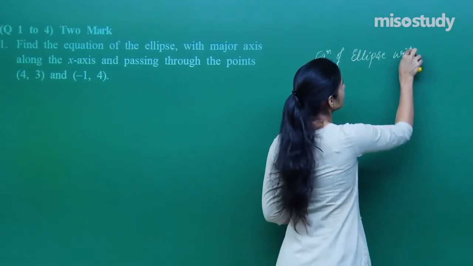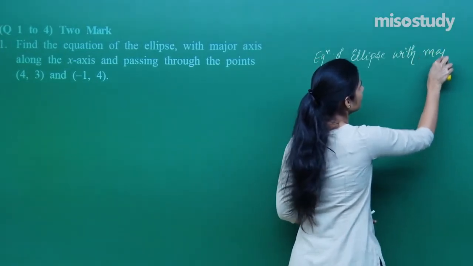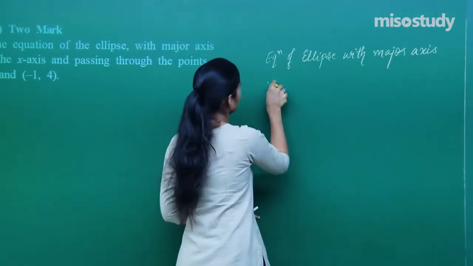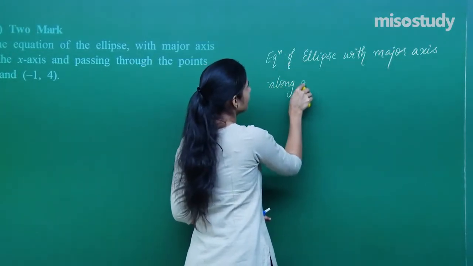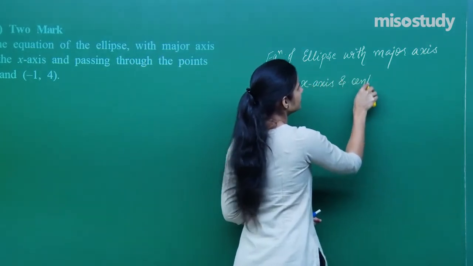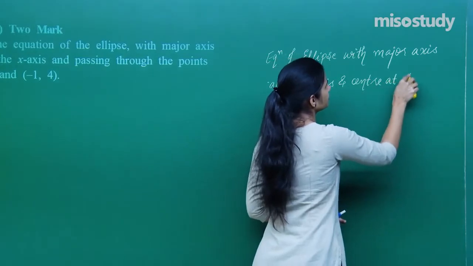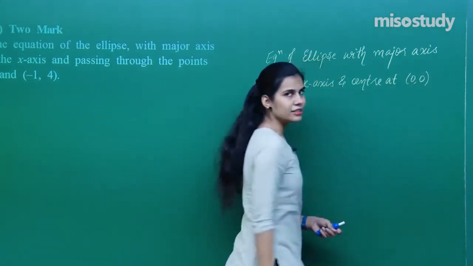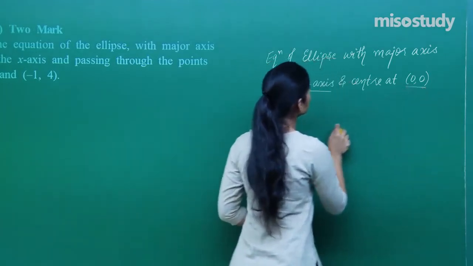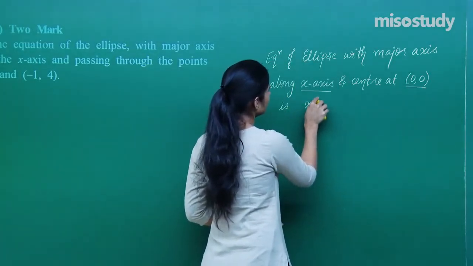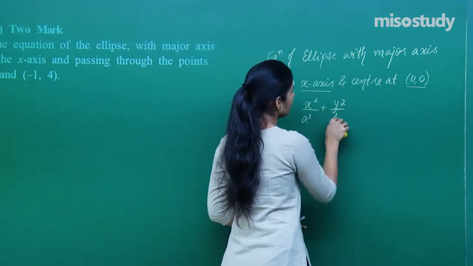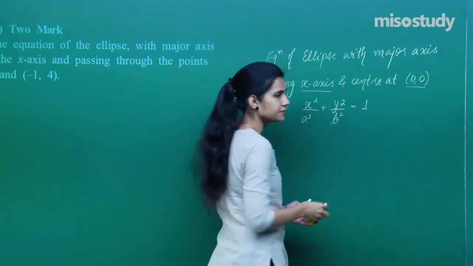with major axis along x-axis and center at origin. We are talking about standard equations only. So if the major axis is along x-axis and the center is at origin, it is given by x square by a square plus y square by b square equals 1.